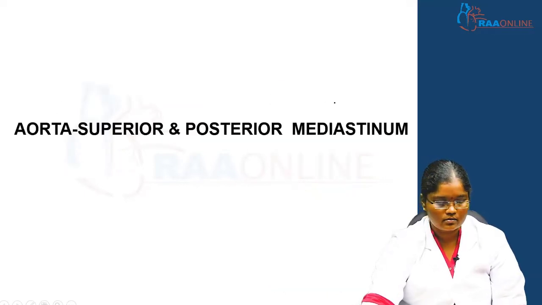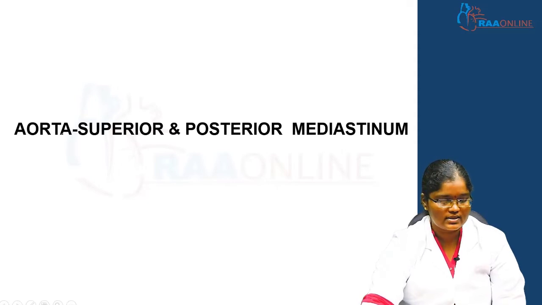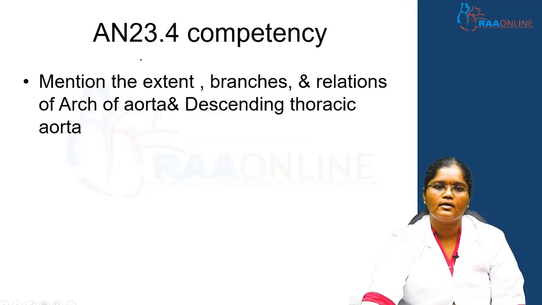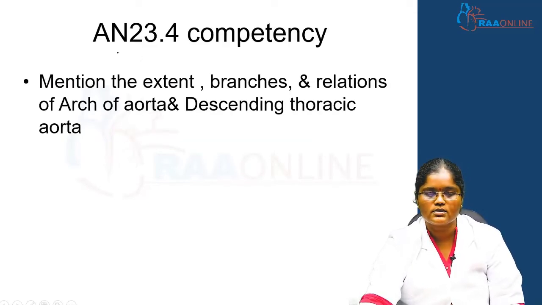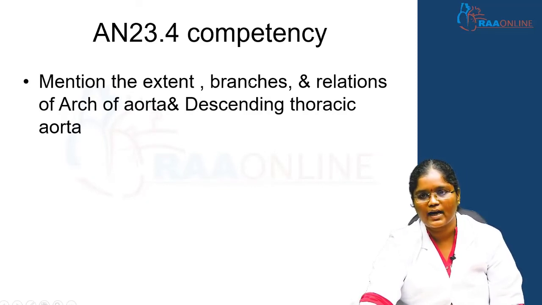Now let's go to the arteries present in the superior mediastinum, that is the aorta, arch of aorta and descending thoracic aorta. First let's see the arch of aorta. The competency related to the arch of aorta is Anatomy 23.4, in which you have to mention the extent, branches, and relations of the arch of aorta and the descending thoracic aorta.